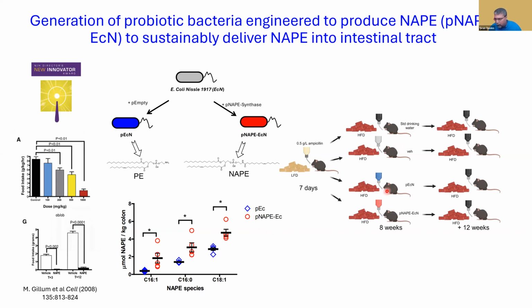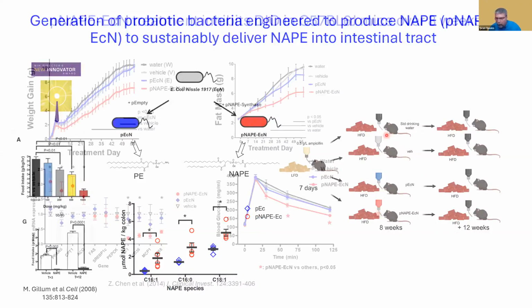We also did the empty vector control in the drinking water. And finally, we did the NAPE-expressing bacteria. And so we gave the bacteria for 8 weeks. And then because we were looking for colonization, we stopped administering the bacteria and just followed them on the high-fat diet for another 12 weeks. And I'm just going to focus on this part.